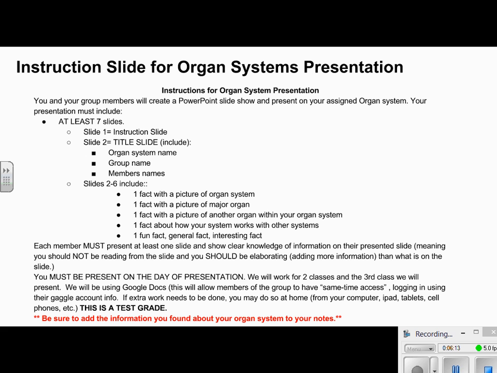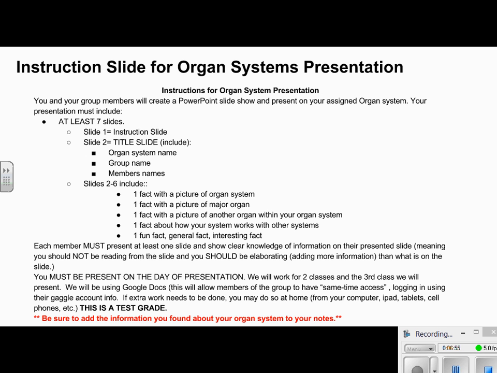Each member must present at least 1 slide and show clear knowledge of the information that they're presenting. What that means is you're not reading off of the slide. Yeah, you have a piece of information on the slide, but you should be able to elaborate what it is that you're talking about. It shouldn't just be what's on the slide. That tells me that you know what you're talking about. So you should be able to tell me exactly what it is you're talking about. All the information that you're talking about, we should not be able to get it from the slide. You should be able to let us know because you know what you're talking about.